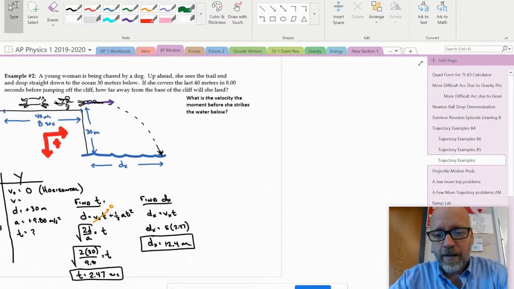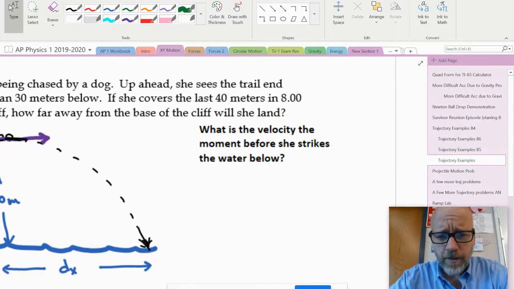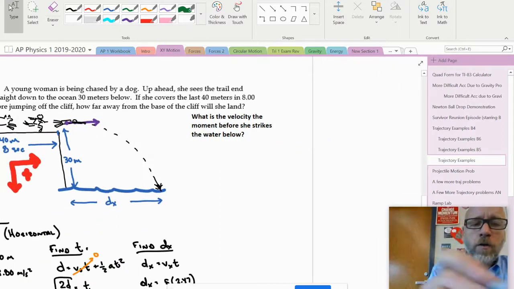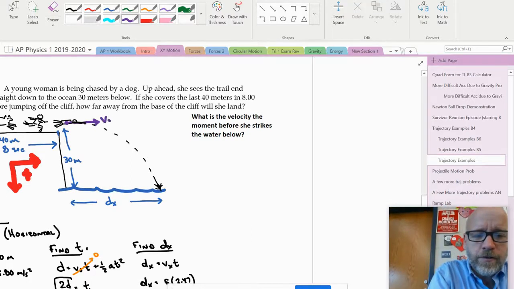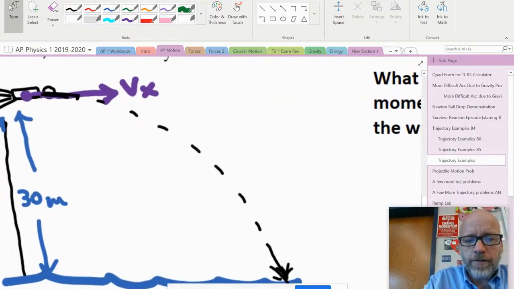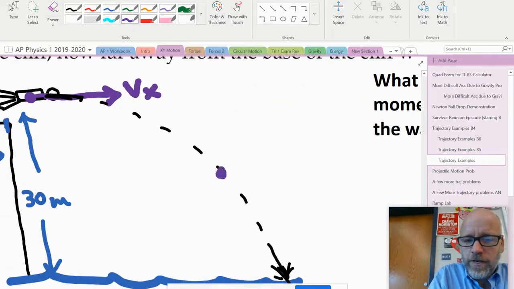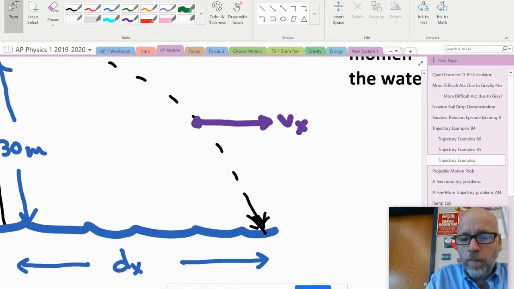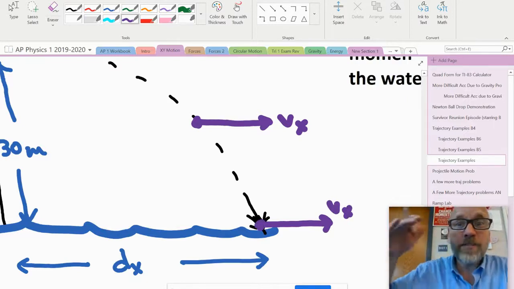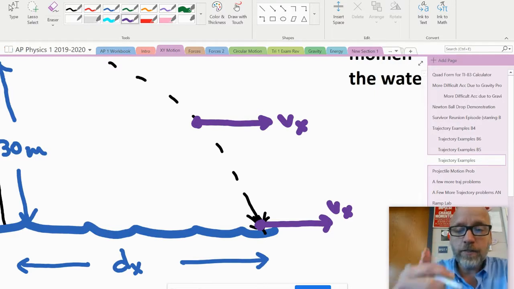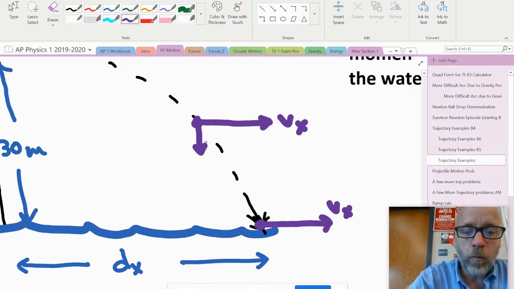So the last thing to tackle here is, what is the velocity the moment before she strikes the water? Well, let's think about what the vectors would look like as she's flying through the air. This velocity in the x direction, that component is going to stay constant. So right here, halfway, I'm going to draw the same velocity in the x direction. And the moment before she strikes the water, it's going to be the same Vx. But you know as well as I do that as she's falling for all of that time, she's going to be going faster and faster in the y direction.